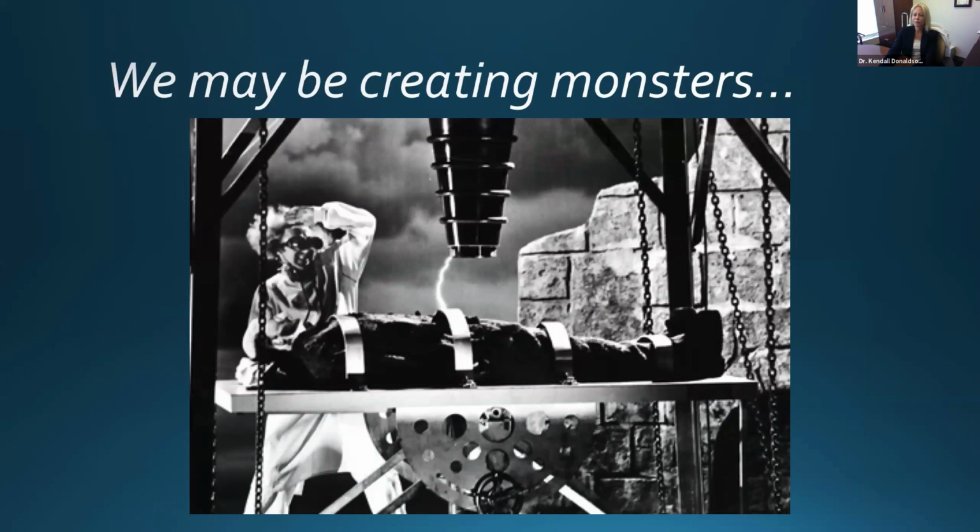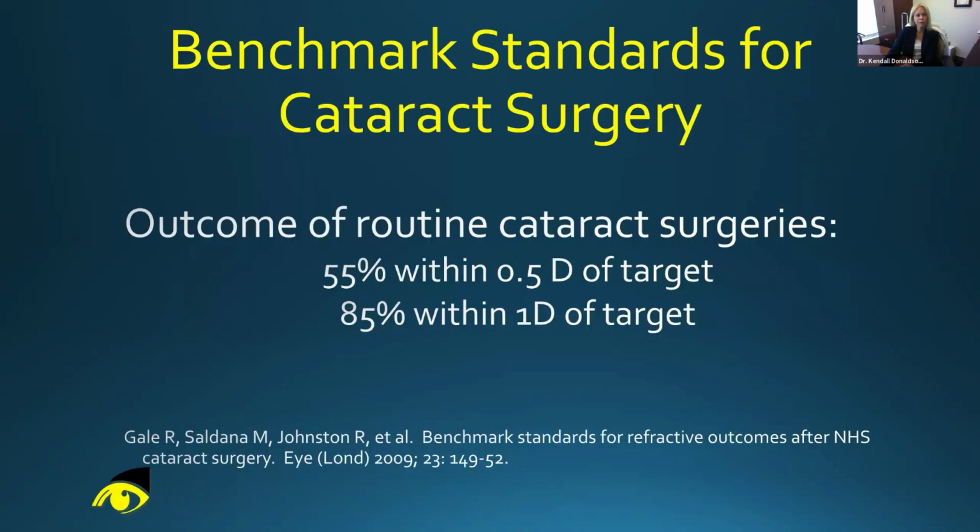So we have to be very careful in what we advertise to our patients, though, because we still have some limitations. Although we've gotten better and better through the years, we really want to make sure we're managing patient expectations along the way as we do our surgery. If we look at the typical benchmark standards for cataract surgery, we see that 55% of patients are within a half a diopter of the intended target, and 85% are within 1 diopter of the intended target. So that leaves about 15% of patients that are really outside of 1 diopter from our intended target. So there's still some room for improvement there.